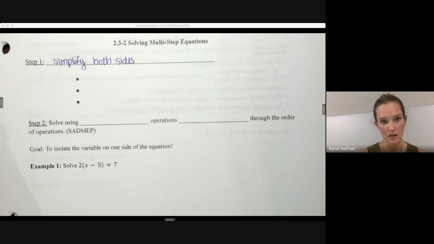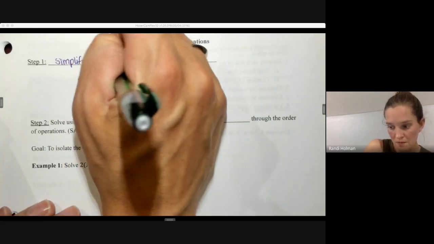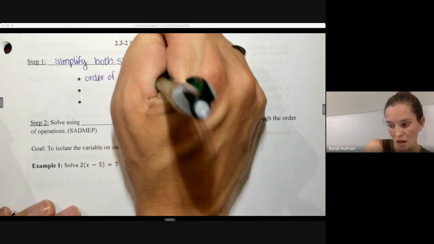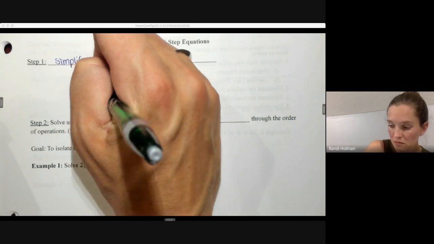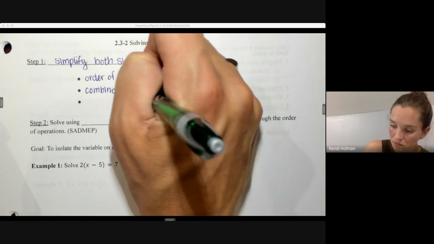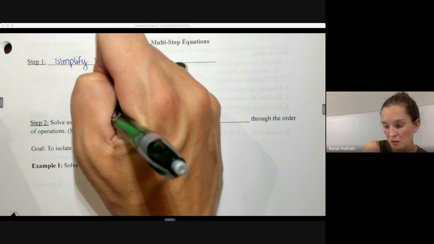So things to remember to look at when you're doing this, make sure you're following your order of operations. So that is the most to least powerful operation, doing anything that's in any sort of grouping symbol first before you do that most to least powerful. Okay, after that, we're going to combine like terms. Then distribute.